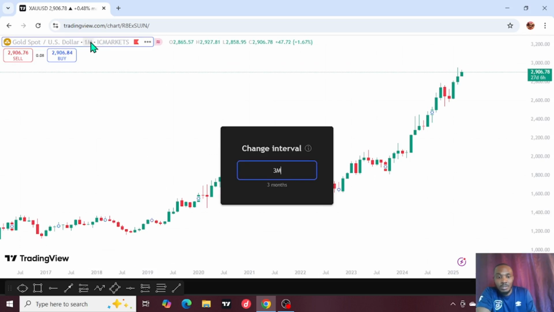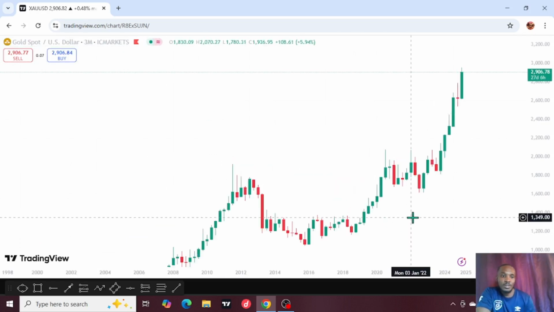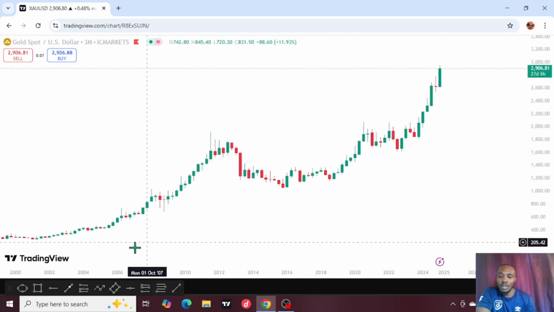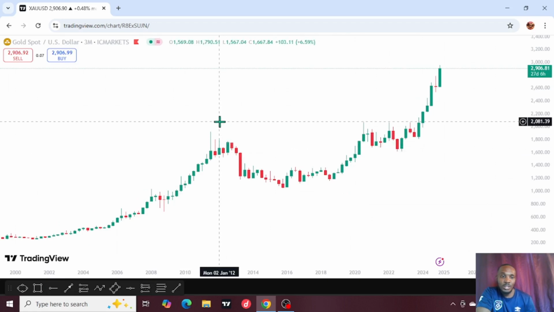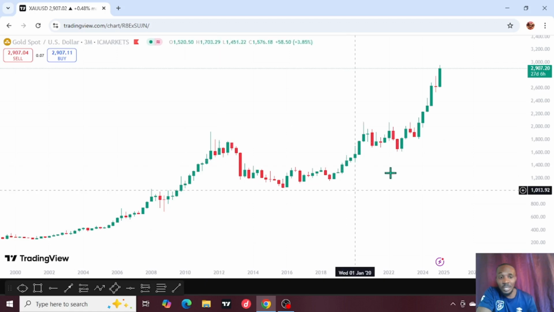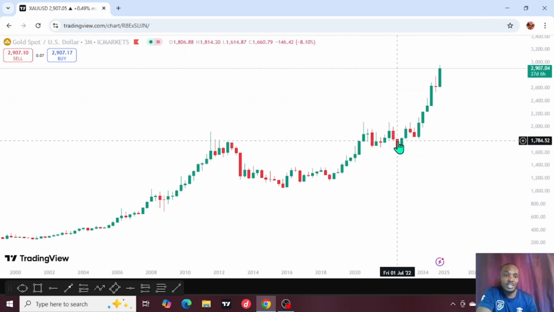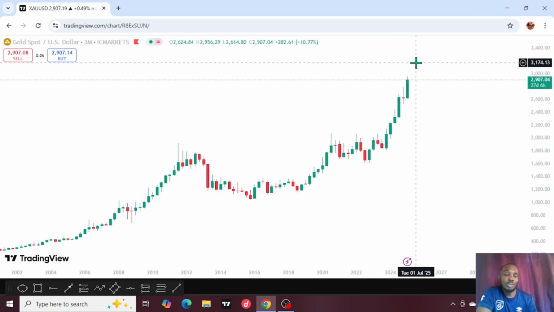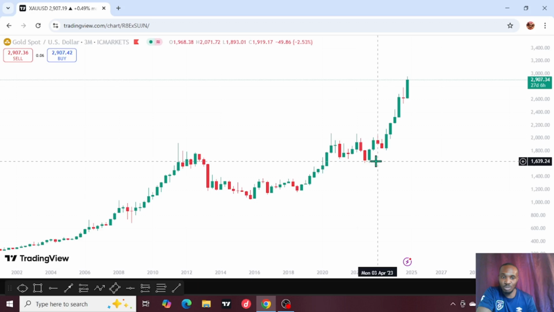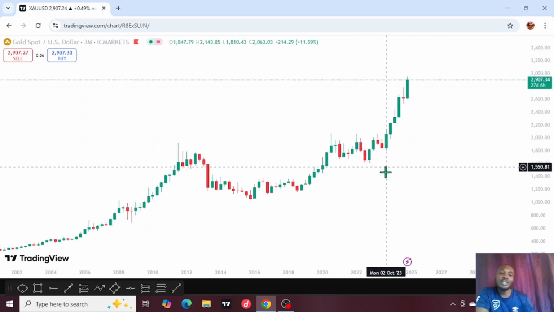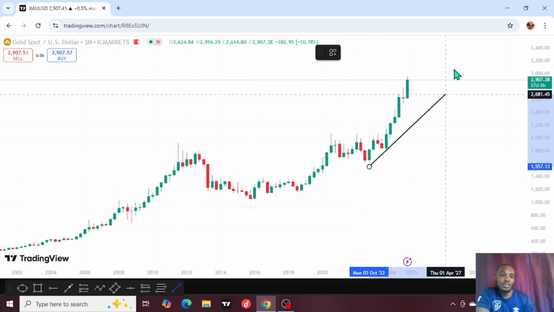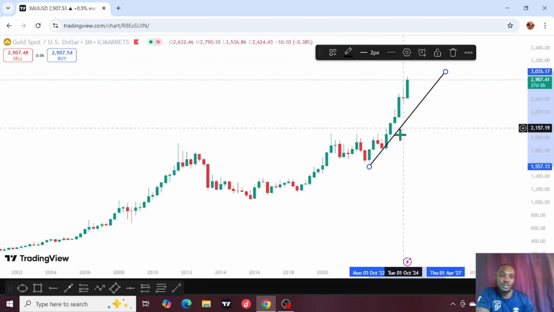Let's go back to the 3 months time frame to see the bigger picture. Here, how do I know that this market is up? As you can see, you don't need anybody to tell you that this market is going up. It is very much bullish, and this is a very big time frame. This is a 3 months time frame. As you can see, if I bring out my trend line, it's very much bullish.